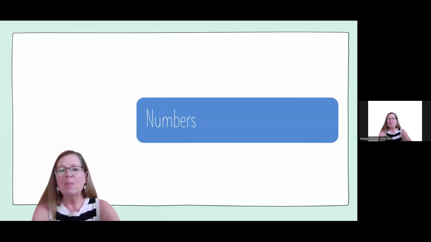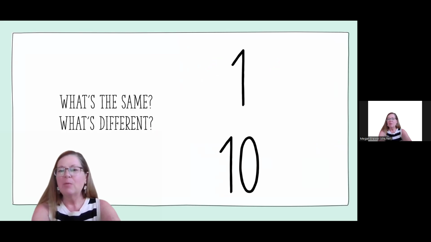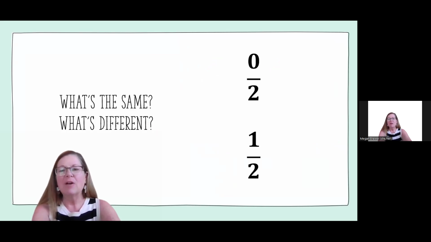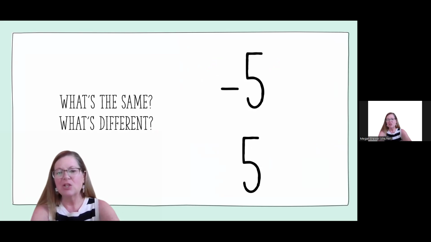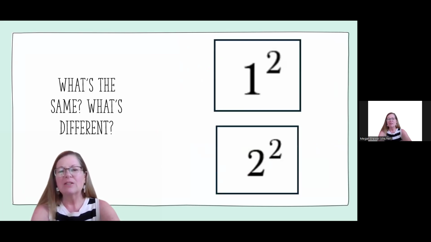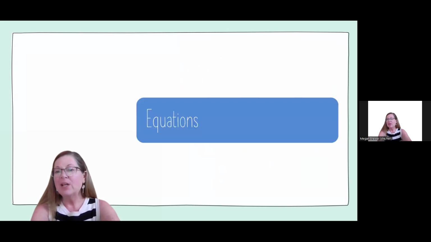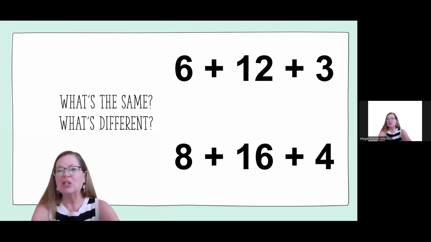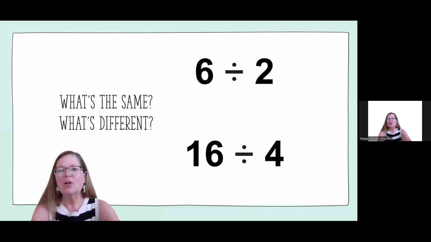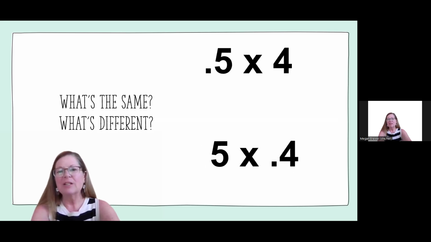So we're going to wrap up with numbers. You're going to see, again, we're going to start down in kindergarten. You're going to see whole numbers. There's a whole bunch of different whole numbers. You're also going to see fraction work. You're going to see decimals. You're going to see, again, those integers and exponents, square numbers. With equations, you're also going to see, again, we're going to start down in kindergarten and go up to 6th grade. You're going to see addition, subtraction, you're going to see multiplication, division with whole numbers, with fractions, with decimals, and with integers.